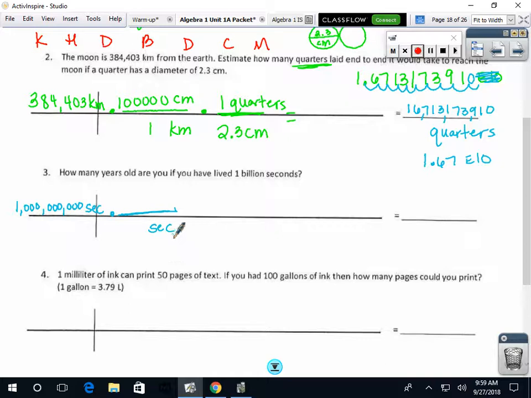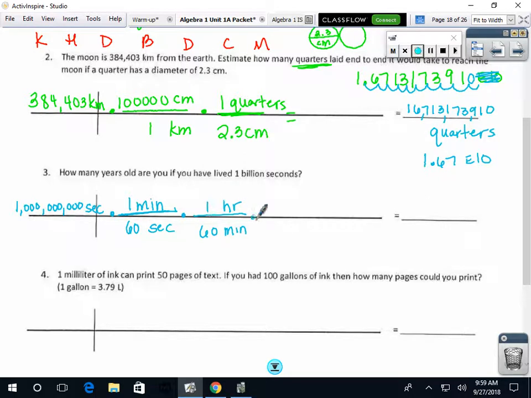What do we know about seconds? We're trying to get to years, so what do we know about seconds? Right, there are 60 seconds in every minute. Okay, so we're kind of moving up. We're getting closer to a year. Now that we're in minutes, we can convert that over to hours. And what do you know about minutes to hours, Grant? 60 minutes in an hour.